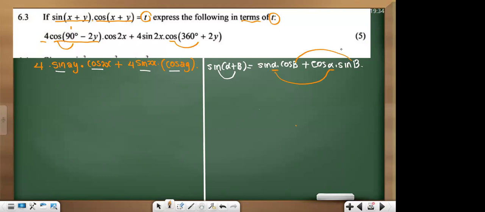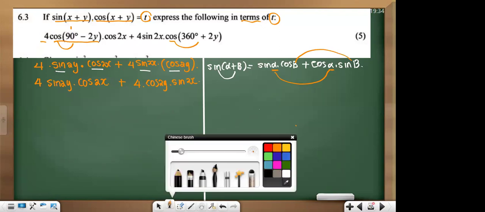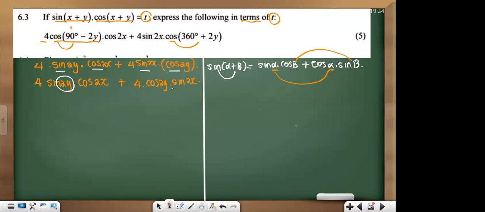So basically, I'm gonna have 4 sine 2y times cos 2x plus 4 cos 2y times sine 2x. Why am I changing the position? Because I have y here, I should start with y here. That's an arrangement.